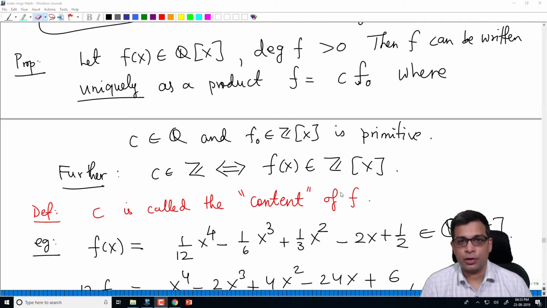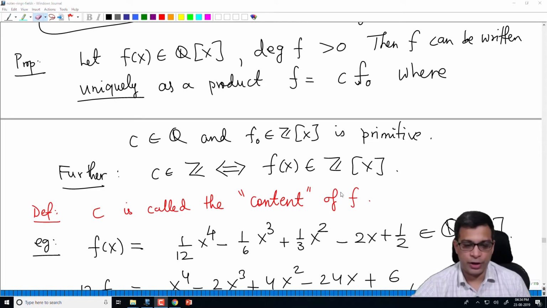In the last video, we talked about primitive polynomials and proved a very important theorem called Gauss lemma. And in this video, we are going to finish that circle of ideas and show that the polynomial ring in one variable over the integers is a UFD.